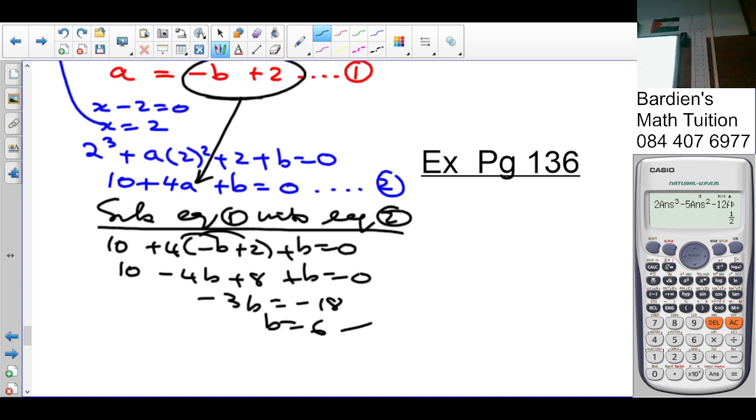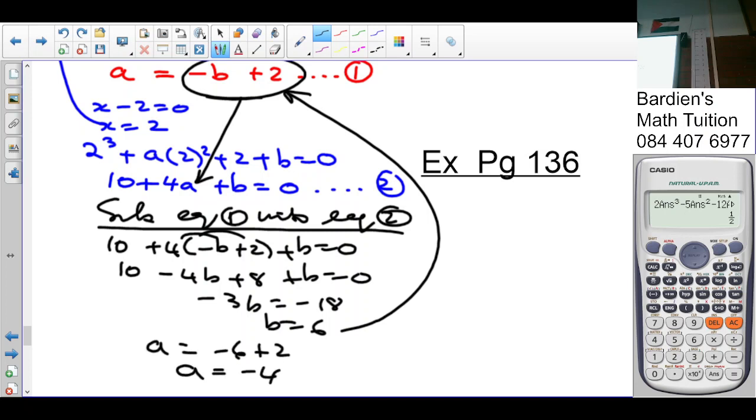So what do we do with that? We sub that back into equation 1. Why? Because you already have a as the subject of the formula. So a is simply going to be minus 6 plus 2, which is negative 4. Okay, so a is negative 4 and b is 6.